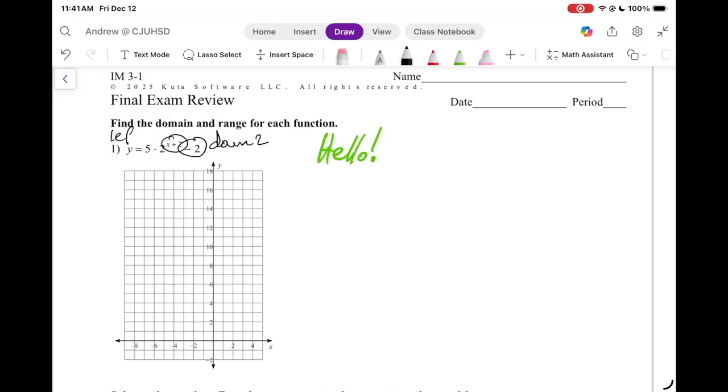So what I'm doing is I'm circling the shifts that we have. Now, I made a little mistake here. I put the dot on 1, 0. It should be on 0, 1, and that's our reference point for exponentials. But that point gets moved down 2 and left 2. There's the left 2. There's the down 2.